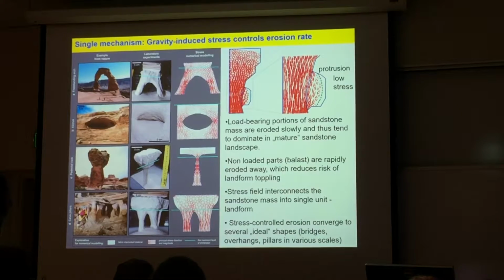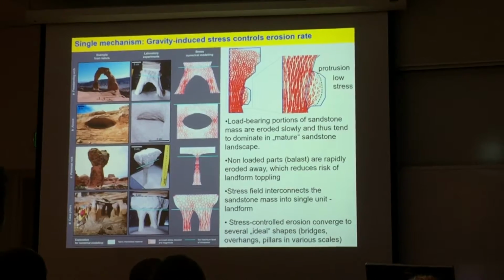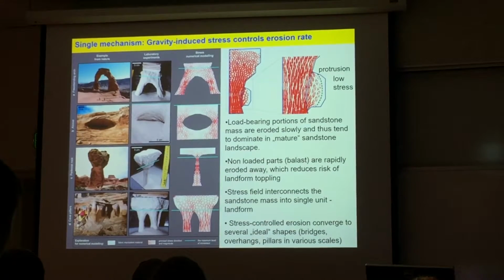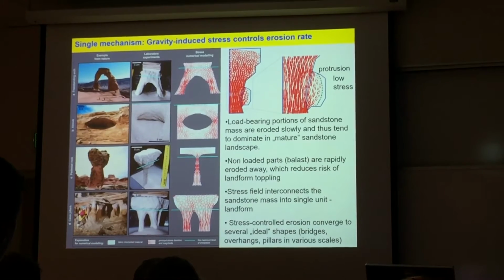So what does it actually mean? It means that all these different forms, the arches, ridges, alcoves, pedestal rocks, pillars, can all be explained by a single mechanism: that the stress field is fully controlling the erosion. And what actually happens in the sandstone landscape is that the load-bearing portions of the sandstone mass are eroded slowly, and therefore they are preserved. And the major sandstone landscape is made of these forms.